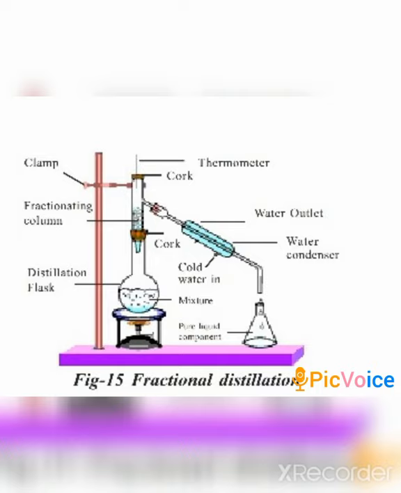This is the part which is being used in the fractional distillation method, and the thermometer is being inserted in the fractional column, and the fractional column contains a tube packed with glass beads in it. The beads provide maximum possible surface area for the vapors to cool and condense repeatedly.